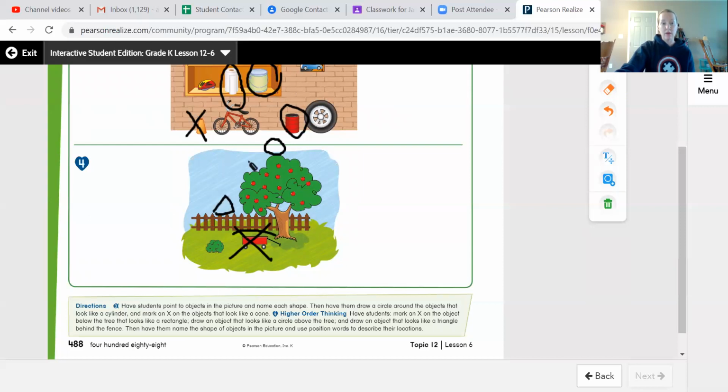Now you think about it. Where is the tree located? Is it in front of the fence or behind the fence? This wagon, is it above the tree, below the tree, or in front of the tree? This grass, is it on top of the fence or is it under the fence? So think about all the different things you see in this picture and what you can say about where they are in the picture. All right.